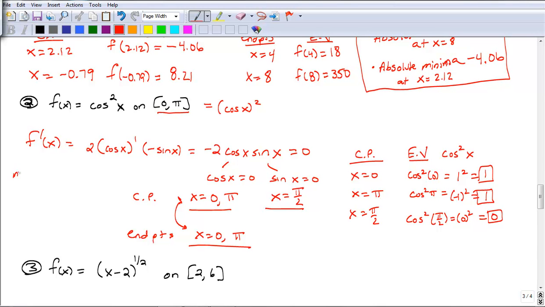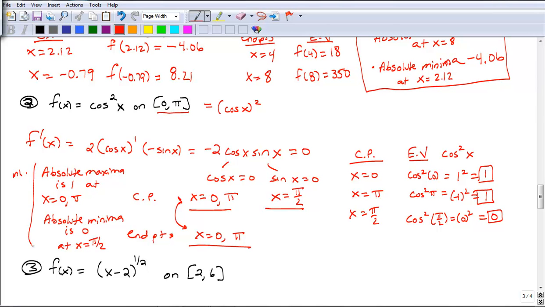So you can see that I have absolute maxima that happen at 2 places. The absolute maxima is 1, and it happens at 0 and pi. The absolute minima is 0, and that happens at pi over 2. And you can tell that just by looking at the y values. That's what you can do on a closed interval. On a closed interval, just look at the y values. The biggest are the maxima, and the smallest are the minima.